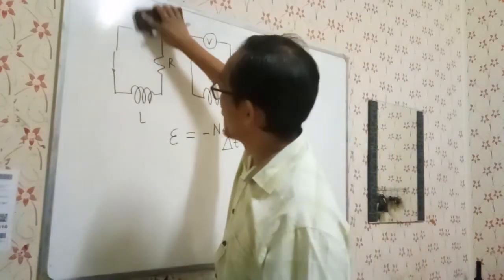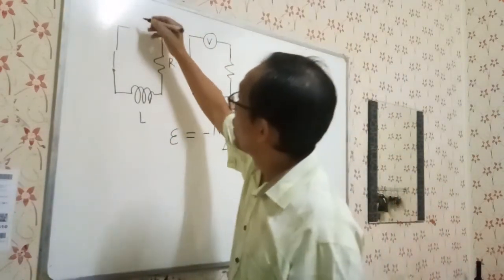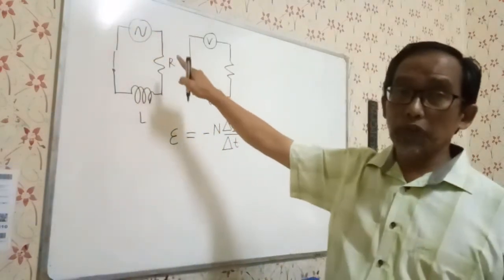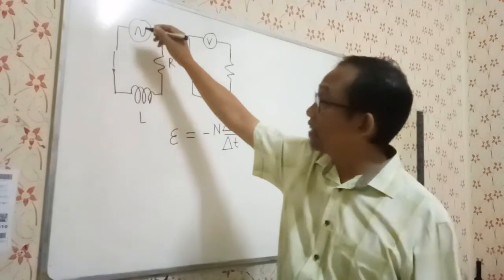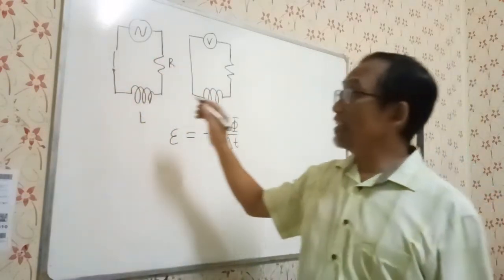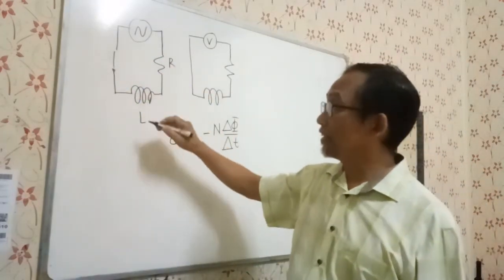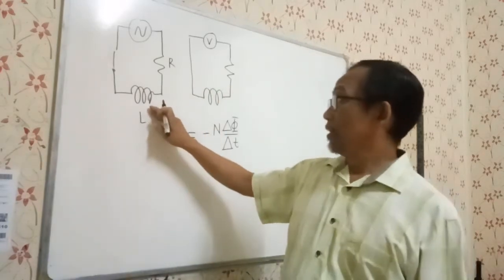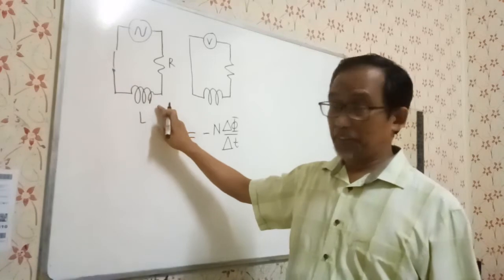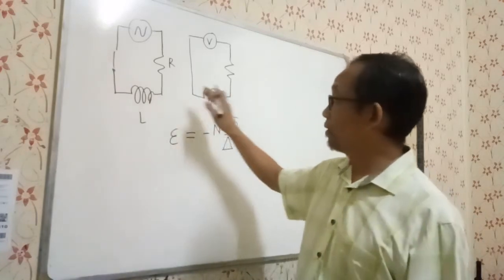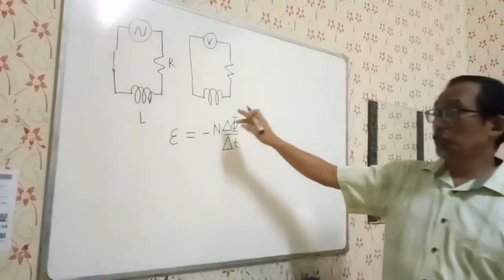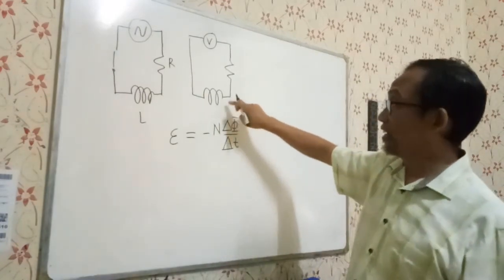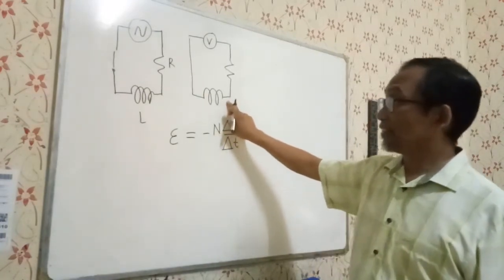Let us change this with an AC voltage source, where it gives alternating current. So when there is alternating current, the current is always changing. The magnetic flux will also change. Okay? When the magnetic flux is always changing, EMF will be constantly generated here in the other coil, in the secondary circuit.